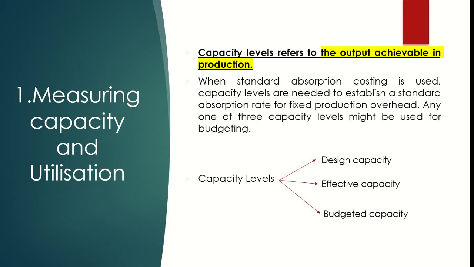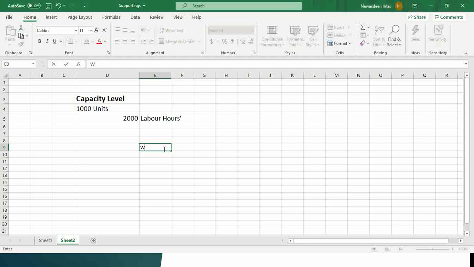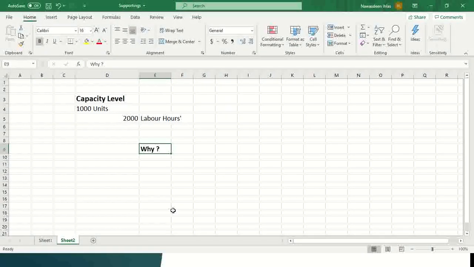Then we want to discuss why we need to know about capacity levels. The main purpose I have highlighted here: when standard absorption costing is used, capacity levels are needed to establish a standard absorption rate for fixed production overhead. So this is their main need. Why are capacity levels required? To identify the overhead absorption rate. Someone can ask why we want to know about capacity level. So we can explain.